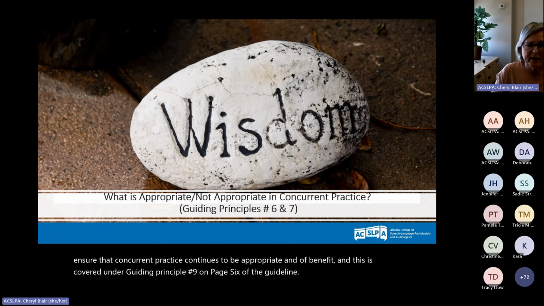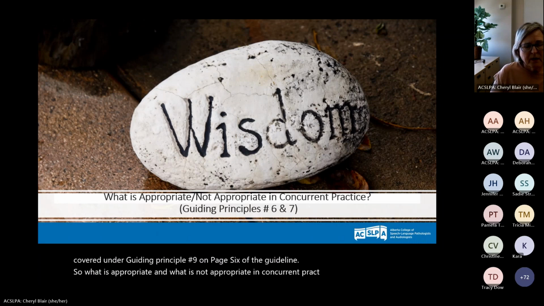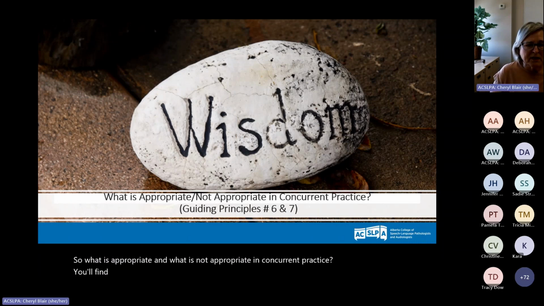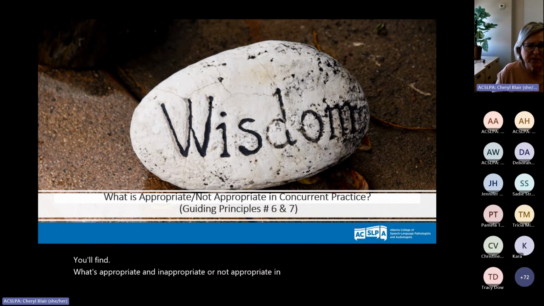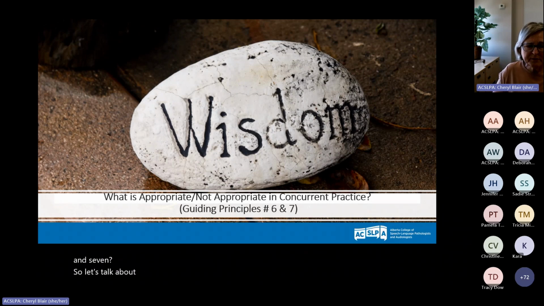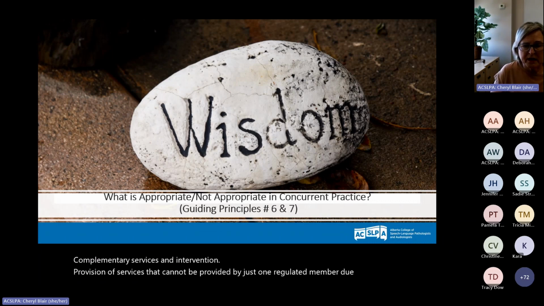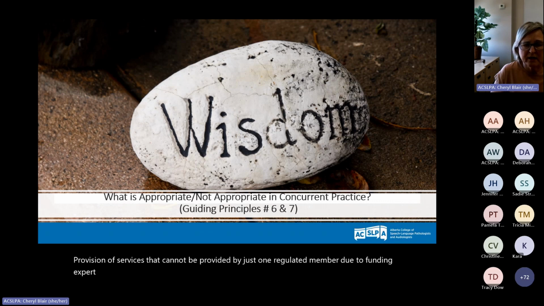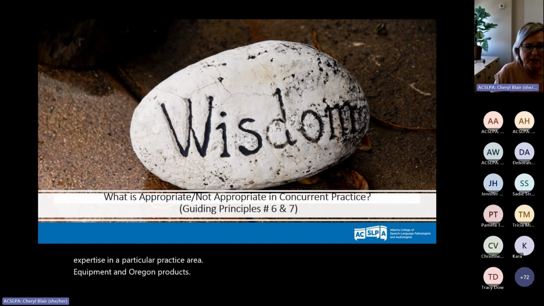So what is appropriate and what is not appropriate in concurrent practice? You'll find what's appropriate and inappropriate in Guiding Principles number 6 and 7. So let's talk about what's appropriate. Complementary services and intervention. Provision of services that cannot be provided by just one regulated member due to funding, expertise in a particular practice area, equipment and/or products, or client or patient requests for a second opinion.